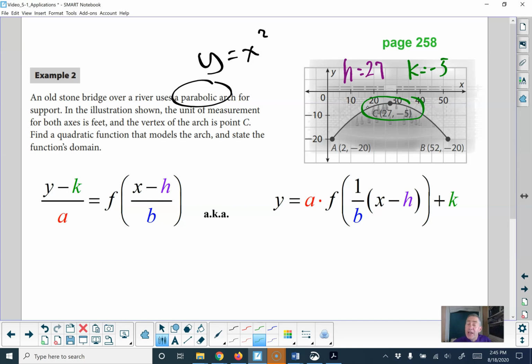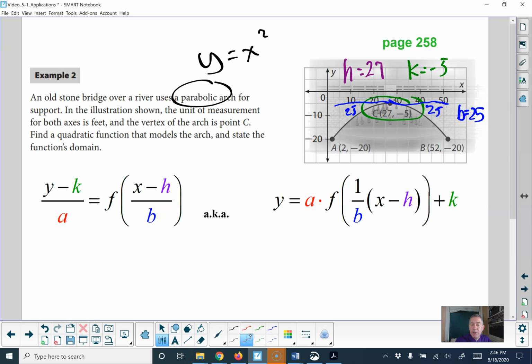Now the question is, how is it dilated? Let's talk about how it's moved horizontally. Normally, it goes 1 to the left, 1 to the right, and 1 up, 1 down. In this case, we've moved from 27 to 52. That's a distance of 25 units. Likewise, from 27 down to 2 is a distance of 25 units. So we've got b equals 25.